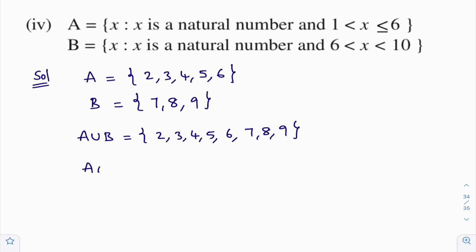Now I need to calculate A intersection B. How to calculate A intersection B? Intersection means the elements which are common in both. You please observe. Is there any element common in both? There is no element common in both. So the intersection of these two sets is what? It's a null set. No element is common. So we'll write like this: A intersection B is null set. So in this question they are asking to calculate union of sets as well as intersection of sets. Both we calculated. I hope you understand this bit.